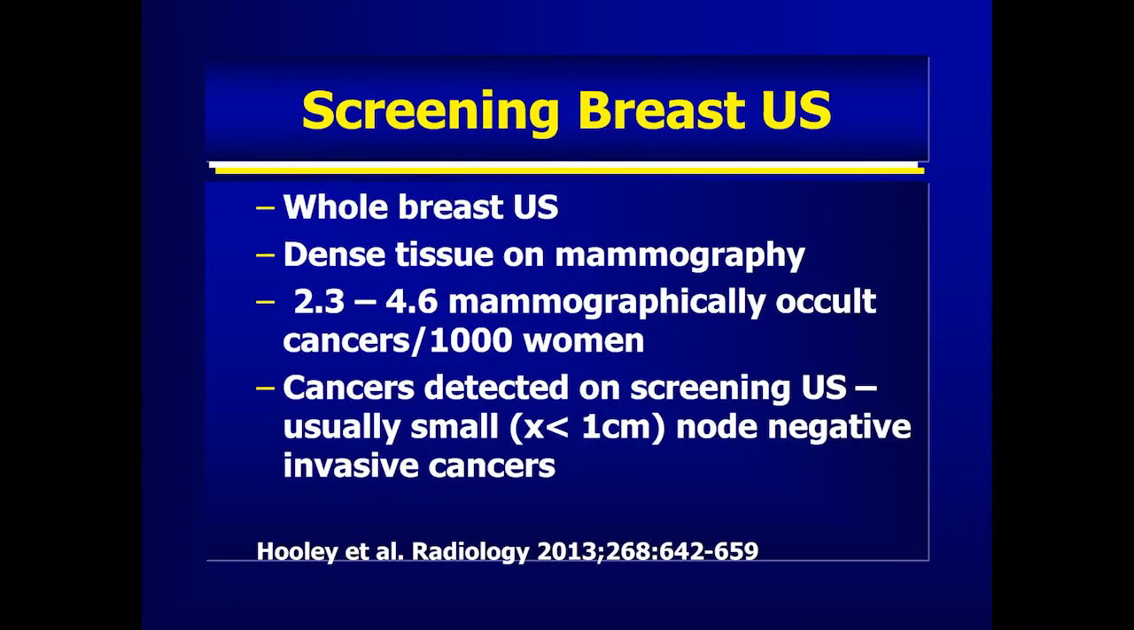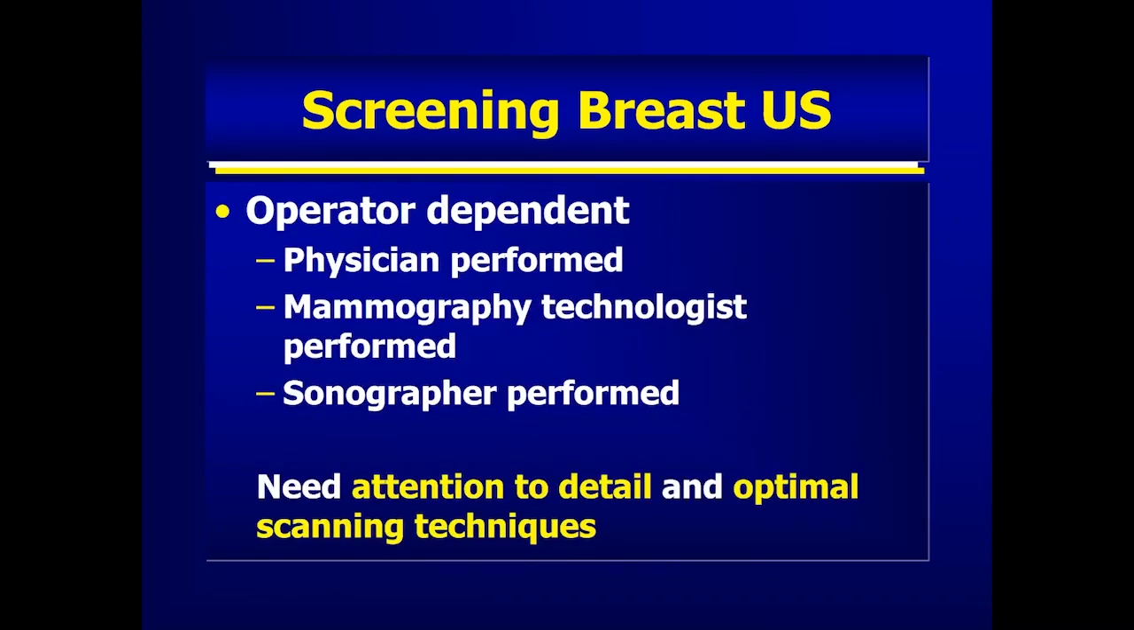At the outset, we discussed screening ultrasound, and screening breast ultrasound is whole breast ultrasound designed to be supplemental screening in patients with dense tissue seen on mammography. The range is between 2.3 to 4.6 mammographically occult cancers identified on ultrasound per 1,000 women screened. The cancers identified on screening ultrasound are usually small, less than 1 cm, node-negative, invasive cancers.